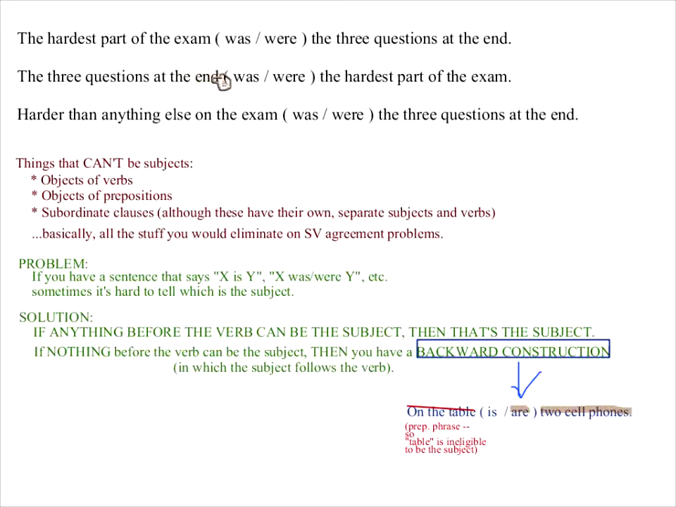So we turn our attention to this: harder than anything else on the exam. Than anything else on the exam, I don't actually know what that's called, but it behaves exactly like a prepositional phrase. And harder is not a noun, so this is a modifier. Harder is an adjective.